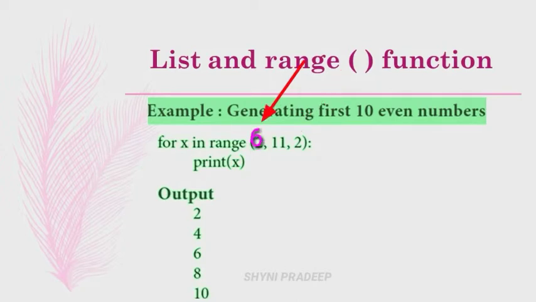Now x becomes 6. So check the last value is reached or not. No. So you have to print x. So 6 will be printed on the output screen. Next again update the value. So this 6 becomes 8 because step value is what? 2. We have not reached last value till now. So you have to print the x. X is what? 8. Next again update by 2. So this 8 becomes 10. Print that 10 in the output screen. This is the output.